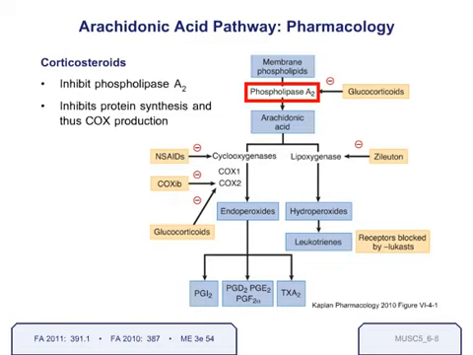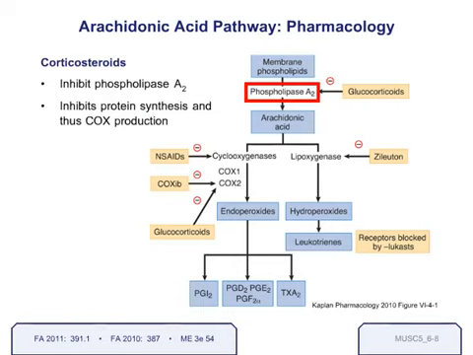Now, there are a number of medications that act all over this pathway. We're going to discuss each of them in detail now, but I think it helps to go over them briefly while we're still looking at this diagram. So corticosteroids, as I said, will act to inhibit phospholipase A2. They will also work to inhibit the protein synthesis that leads to the COX enzymes.